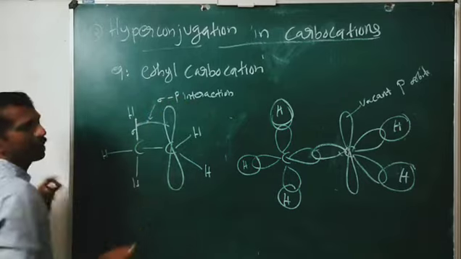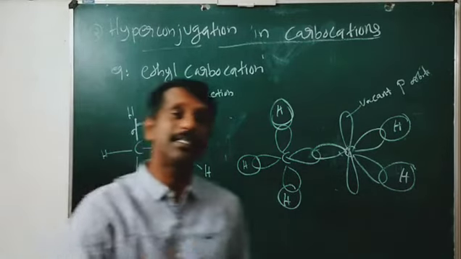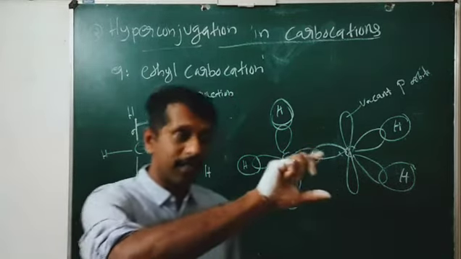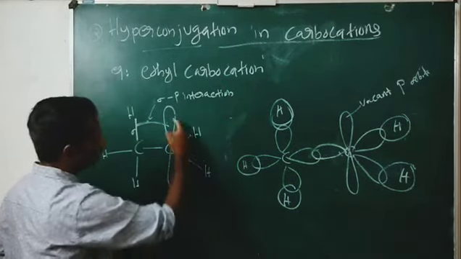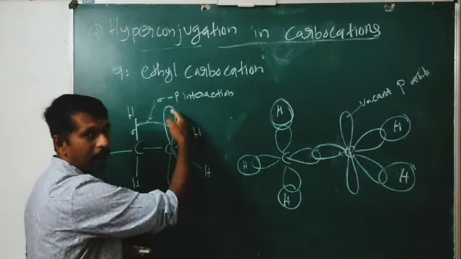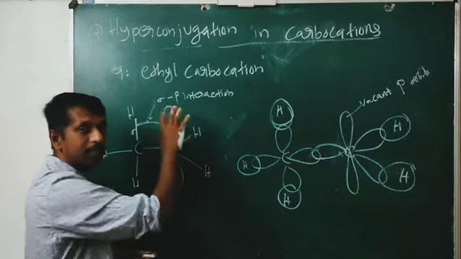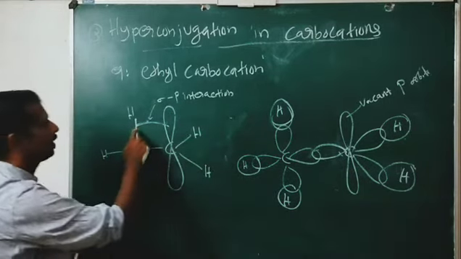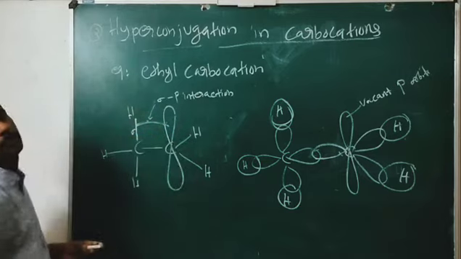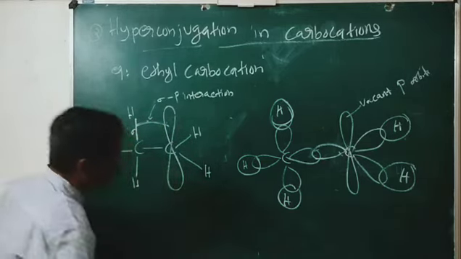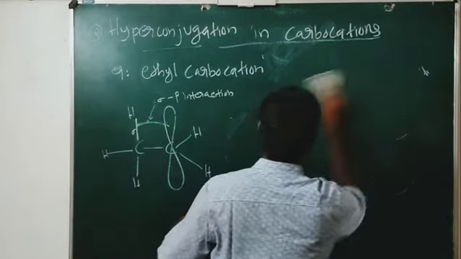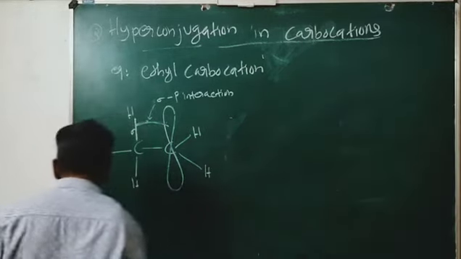Sigma p interaction. In the previous case, it was sigma pi interaction because there was one more carbon here, and a pi bond was forming between the unhybridized p orbitals. Here it is a sigma p interaction. Okay. So because of this sigma p interaction, what will happen to the carbocation?